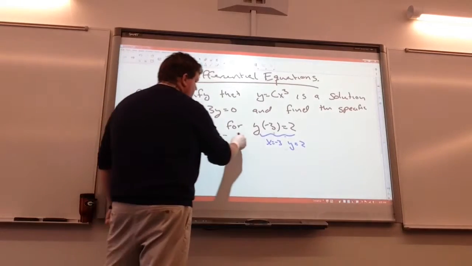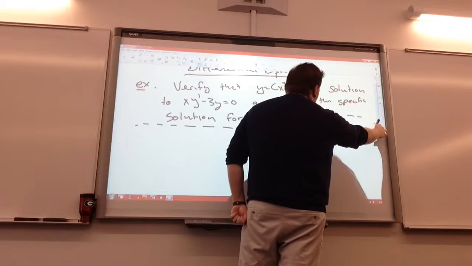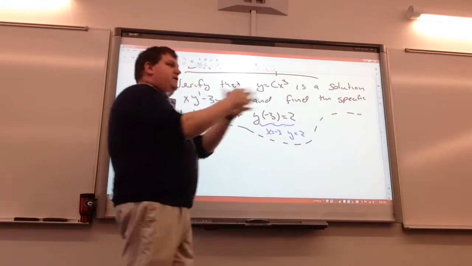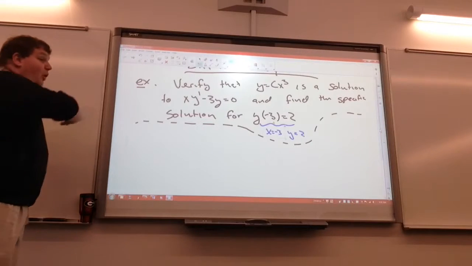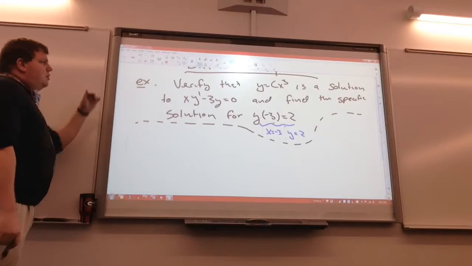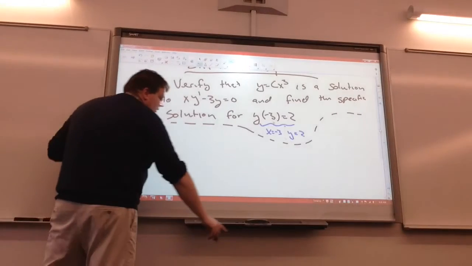How did you get x? This is all given. All of this is given, yes. I didn't find anything yet. This was all just given. So this is one problem, but there are two parts to it. The first part is to verify. So let's verify.